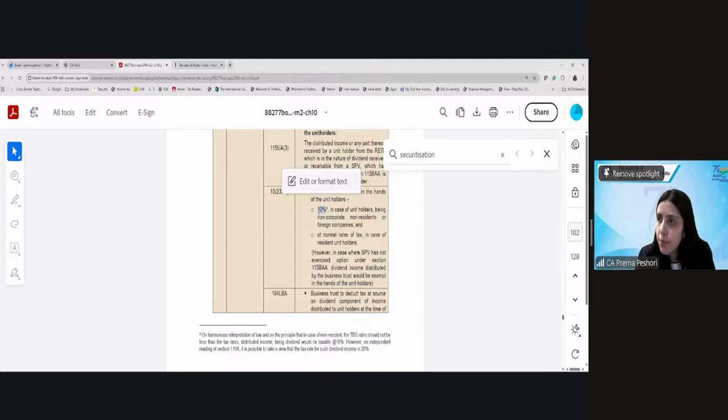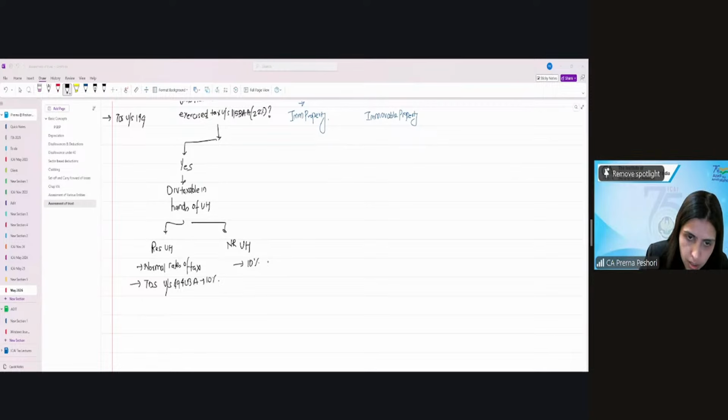The general rate of dividend in the hands of non-resident is 20%. So they have given a note that on independent reading of 115A, it is possible to take a view that the tax rate for such dividend income is 20%. So it is not given, it is derived that the TDS rate cannot be more than the tax rate. I'm just writing 20% as per 115A. In my view, it should be 20%. TDS under section 194LBA is 10%. Clear?